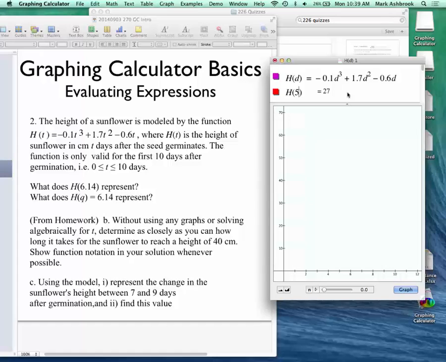So now we want to get the height. When does it reach 40? How am I going to change my guess? Bigger or smaller? 6.45. So 36? Bigger or smaller? Bigger. Longer. More time. Okay, thanks. 6.5. Okay, so we're getting closer.